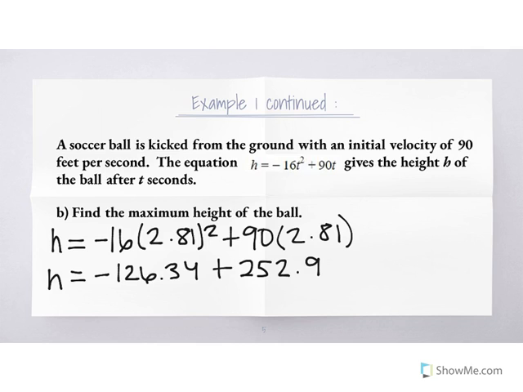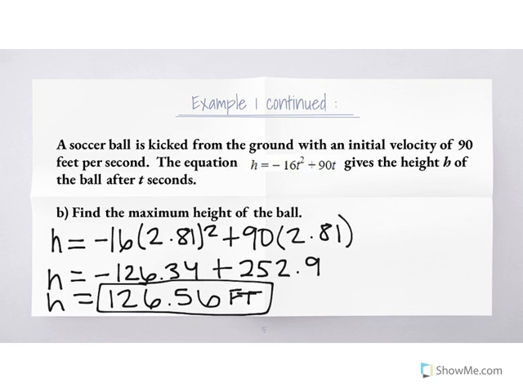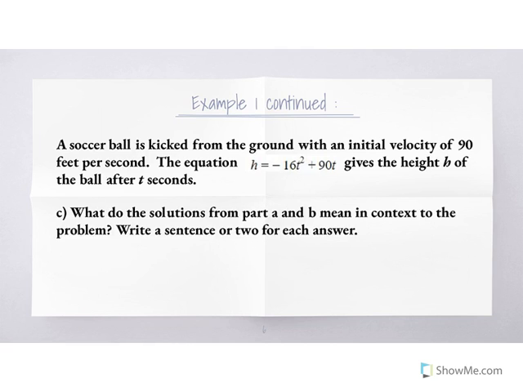Let me just double check this really fast. Yes, so when we add those, we have more positives than negatives. So when I have 252.9 minus 126.34, you get 126.56. And we were measuring our height in feet, so we're going to write feet as our units. So the ball's maximum height was 126.56 feet.